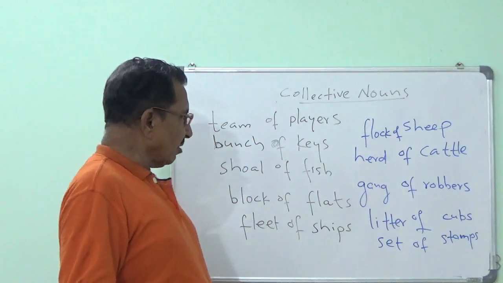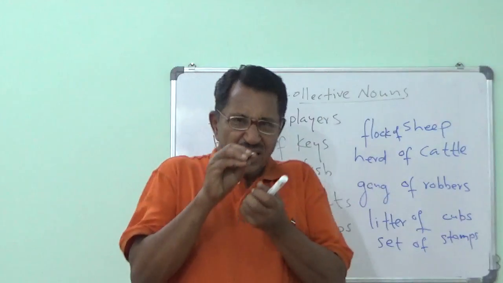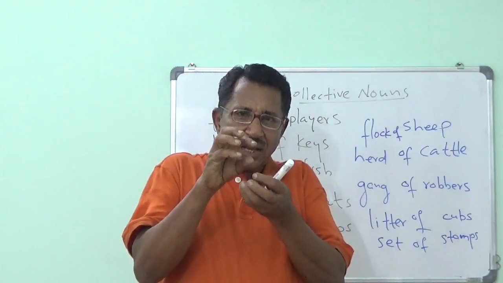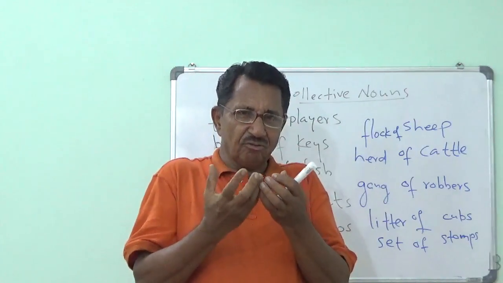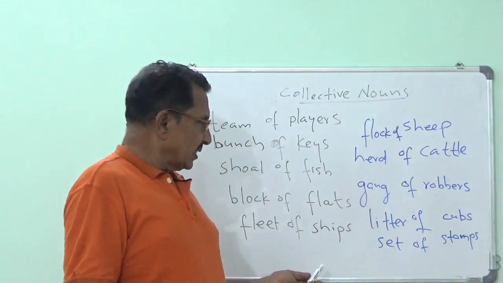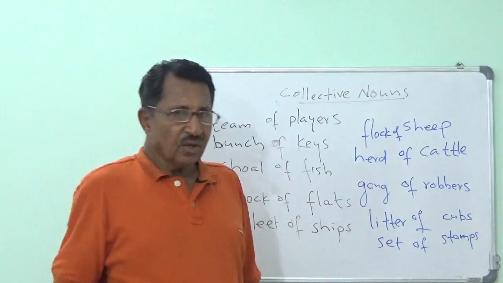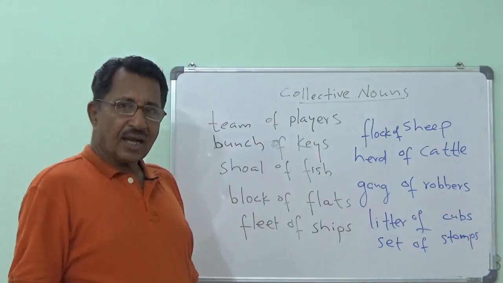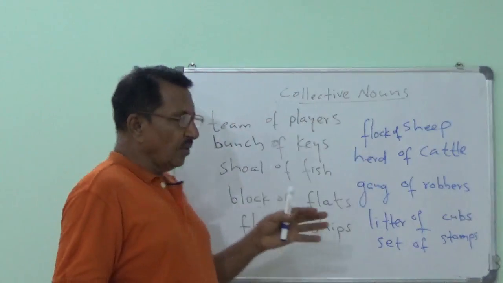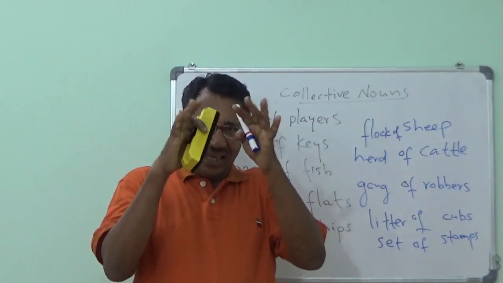That's it. A litter of cubs. Cub means the young ones of an animal. Cub. Understand? Litter of cubs, of tiger, of lion. Yes. A set of stamps. What are these? These are collective nouns. Collective nouns, because they always bring before you a collection.